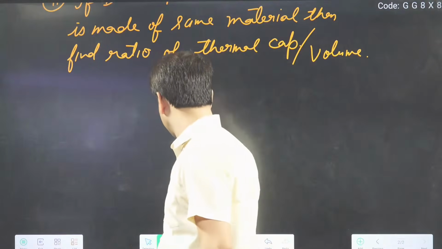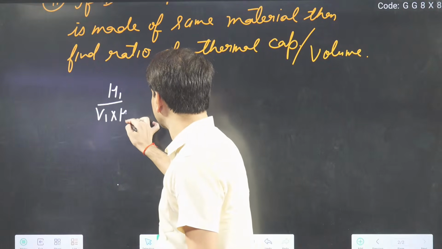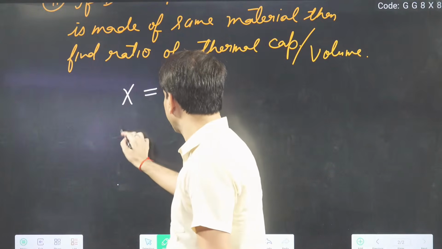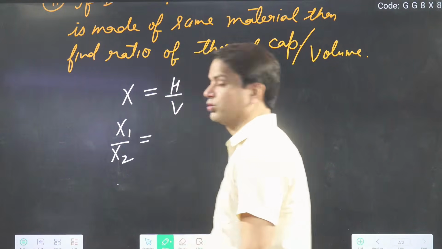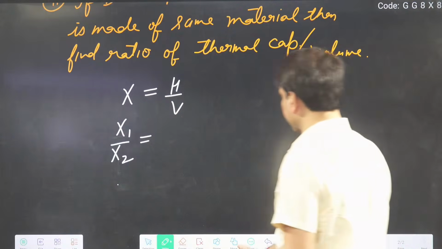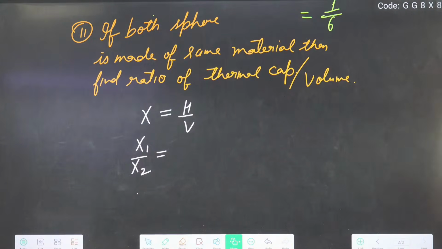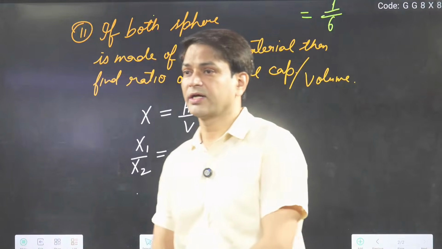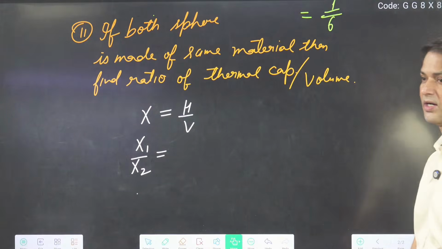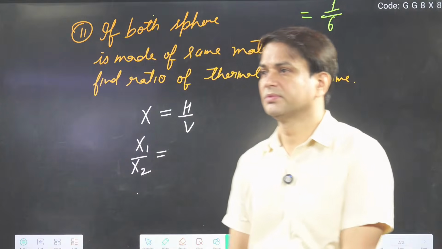It means I need H1 by V1 and H2 by V2. Otherwise, suppose I write X as H by V, then I need the X1 by X2 ratio. Who will say what is the answer? If both solid spheres are made of the same material, what will be the ratio of the thermal capacity per unit volume? Tell fast.